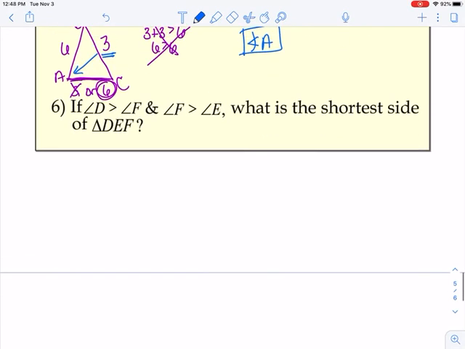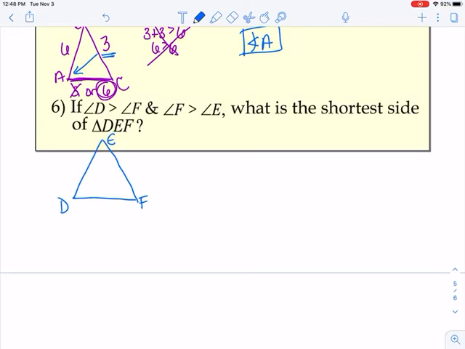Okay, and then our last one, for number 6, if we have angle D is greater than angle F and angle F is greater than angle E, what is the shortest side of triangle DEF? Okay, so again, I'm going to draw a triangle, and I'll call it triangle DEF. For me, it's always helpful if I have numbers.